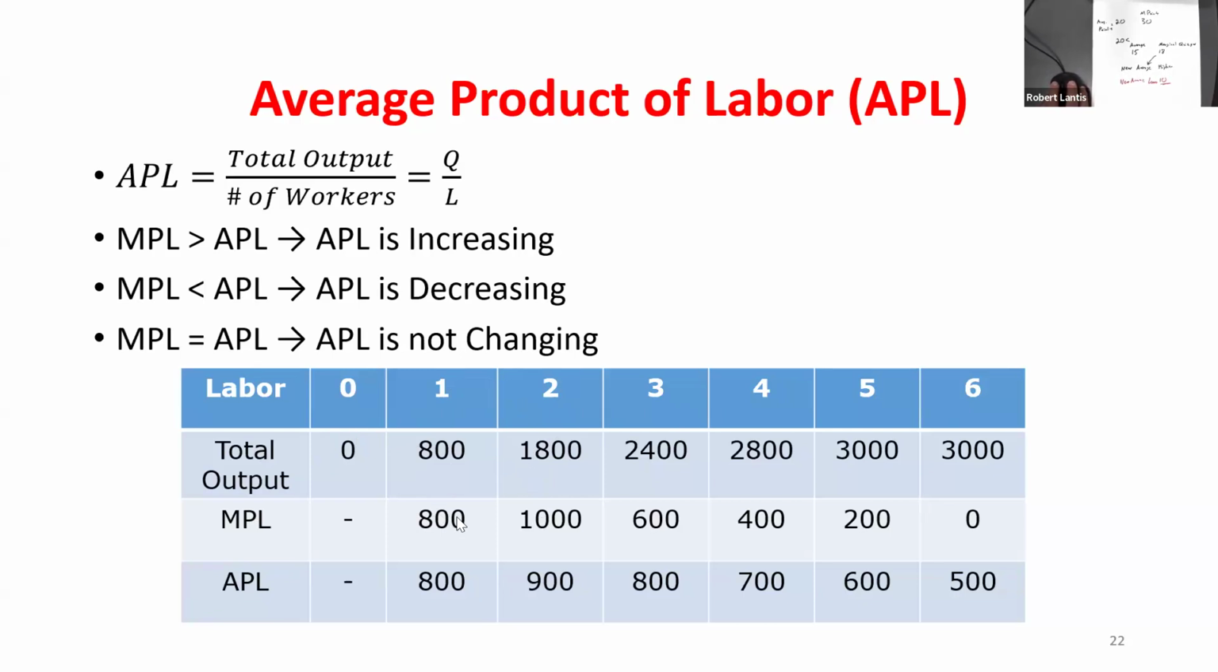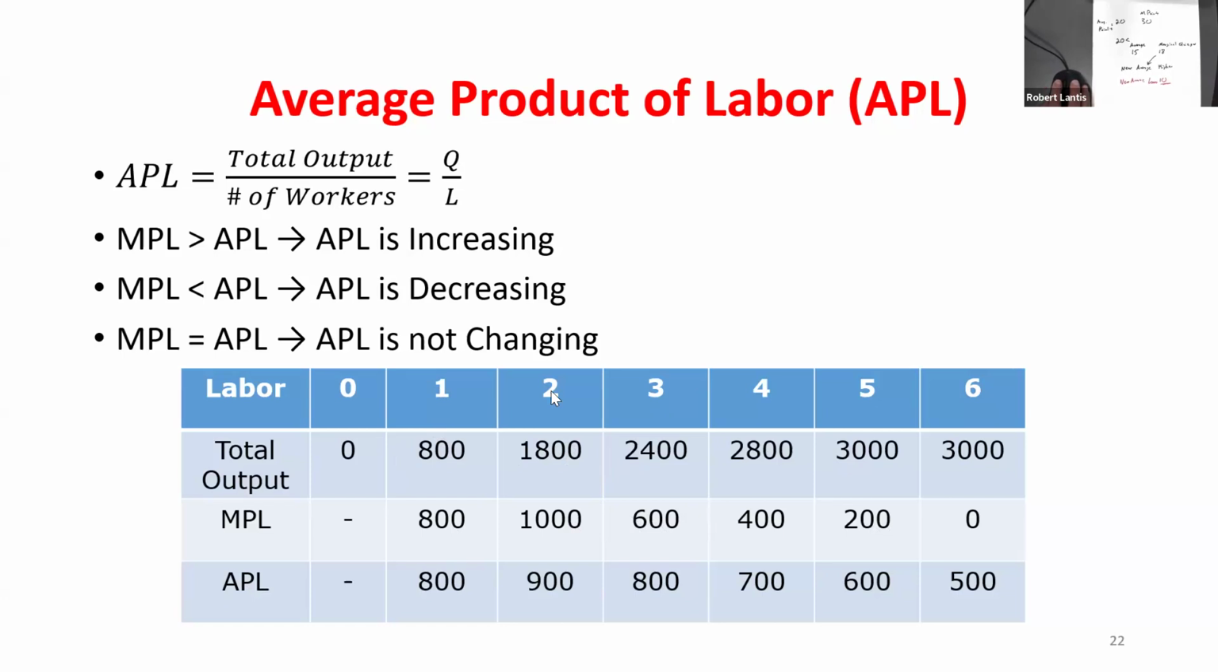So what happened going from 1 to 2 workers? My marginal productivity of labor is going up, so I must be having gains from specialization. Now, once I get to that third worker, what's the change in my total output? Only 600. I added 1 more worker, so now my marginal productivity of labor starts to fall past 2 workers. Now I've got my diminishing returns. Now, if I calculated the average product, well, total over the total number of workers, 800 over 1 is 800.